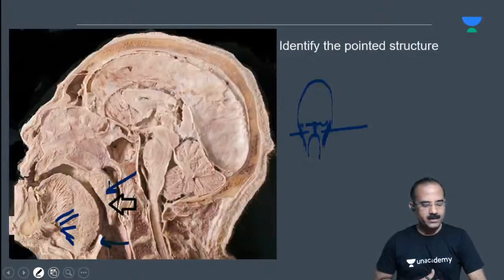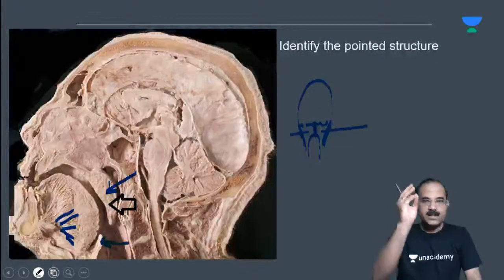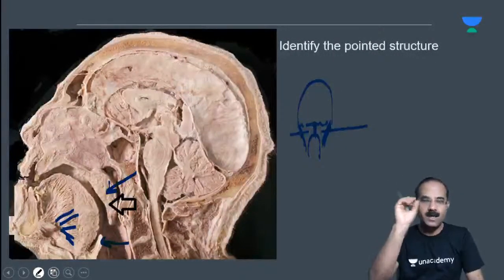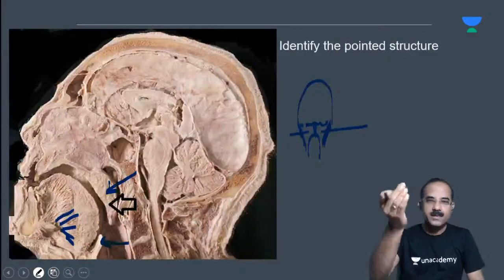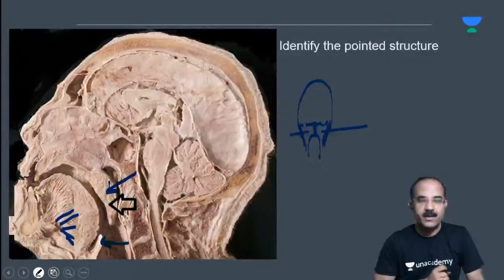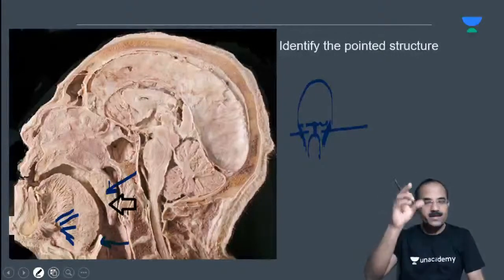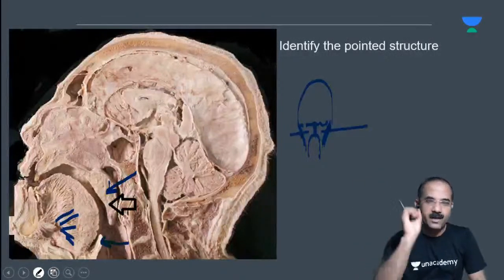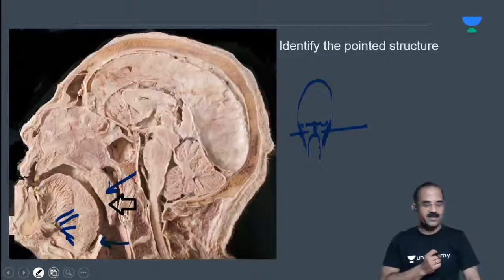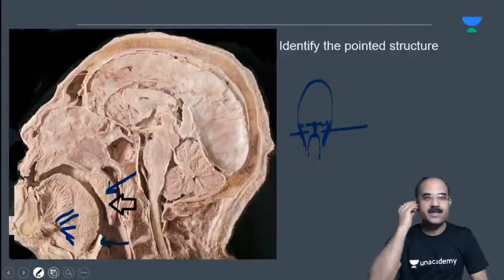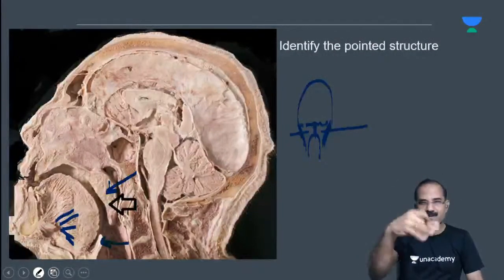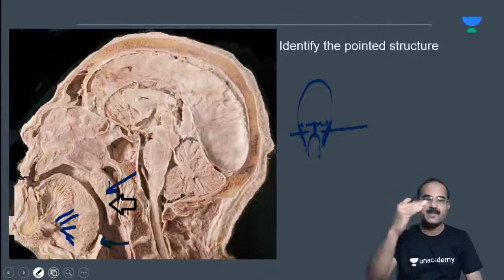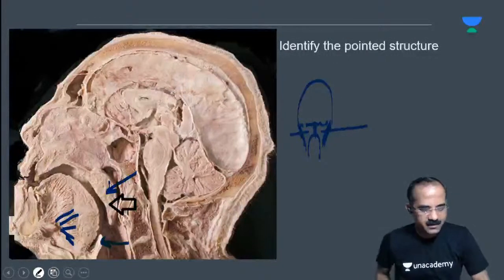Palatoglossus is supplied by the pharyngeal plexus. See, tensor palati, levator palati, palatoglossus, palatopharyngeus, and musculus uvulae. Palatoglossus is a muscle of the tongue. Palatoglossus is a muscle of the soft palate also, no? So all the muscles of the tongue are supplied by the hypoglossal nerve, except palatoglossus, which is supplied by the pharyngeal plexus, even though it's a muscle of the tongue. Nithin, following, no? Clear, Nithin?